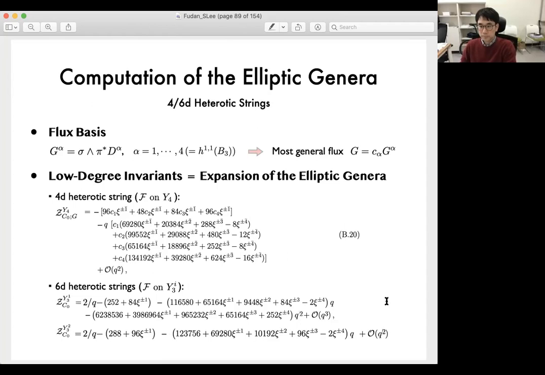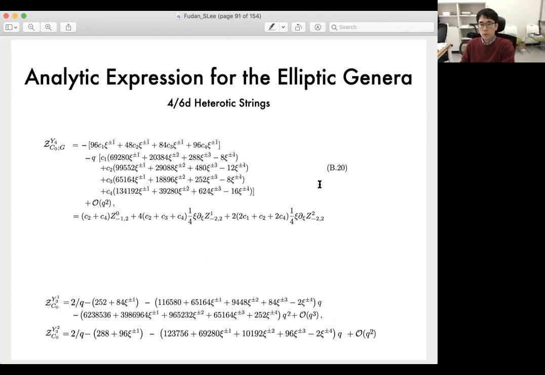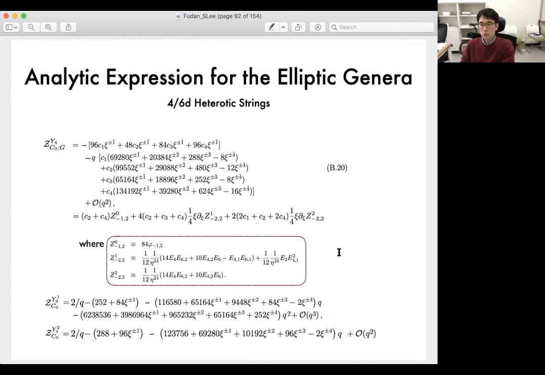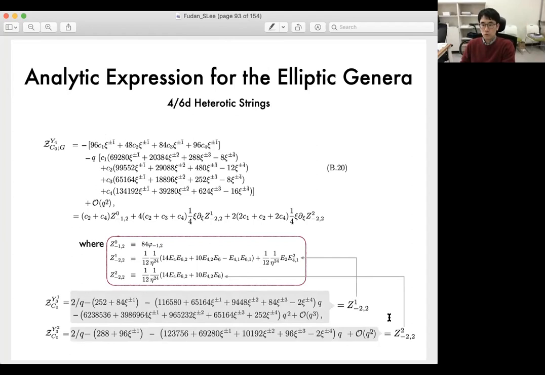Remarkably, we find that the 4D elliptic genus can reorganize in this manner, where Z0, 1, and 2 have these closed form expressions. Furthermore, the latter two objects appearing in this derivative sector are precisely these 6D elliptic genera on these two threefolds Y3. Now, apparently, all of this conforms with the proposed general structure.